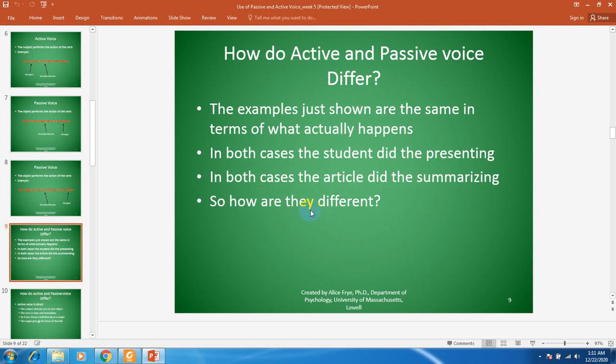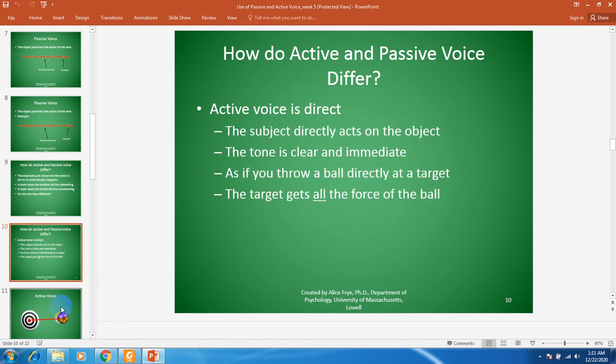So how are they different? That's the way you will know. How do active and passive voice differ?